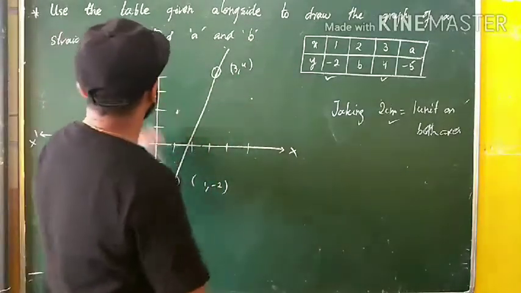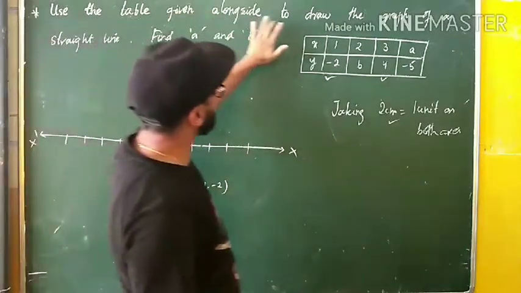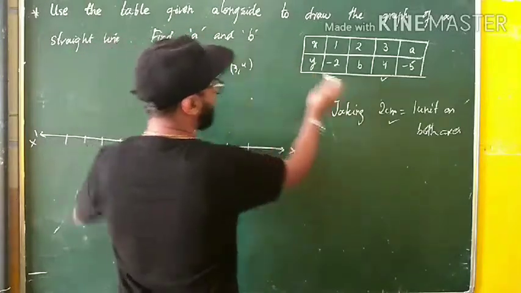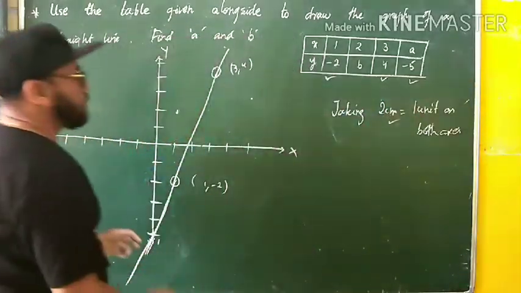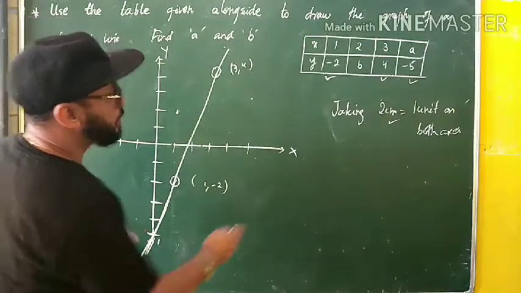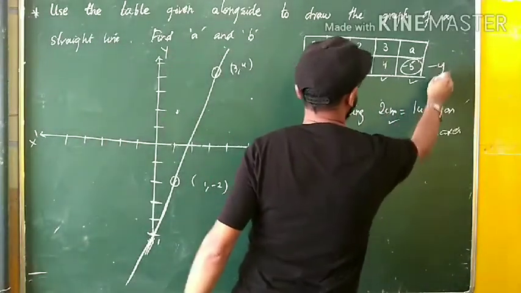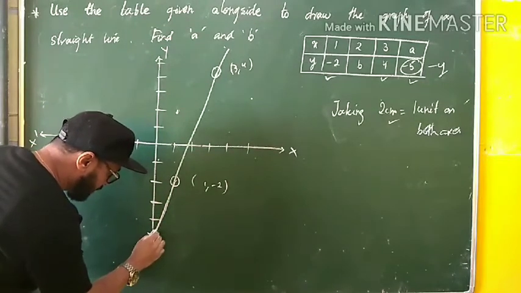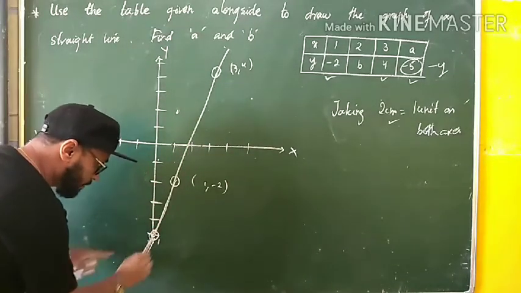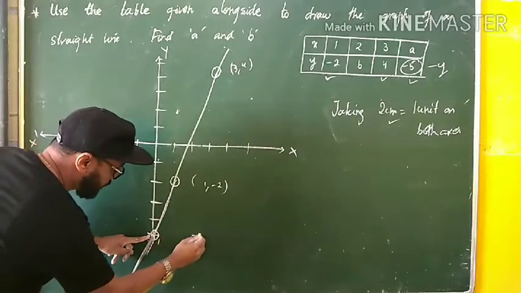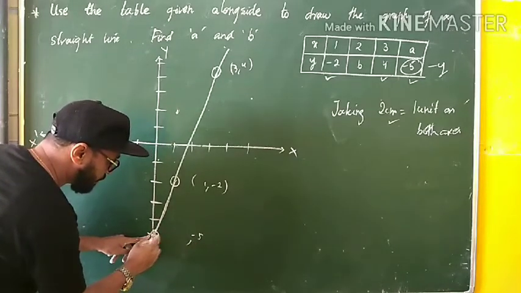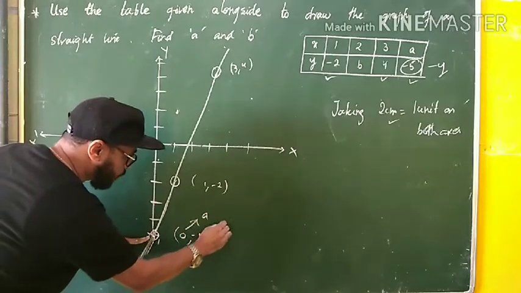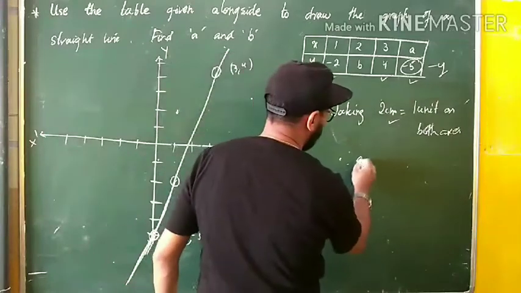Now, so this is done. Use the table alongside to draw the graph. So the graph is done. Now we have to find the value of A and B. So let's find A first. Now to find the value of A, y is given. So y is minus 5. 1, 2, 3, 4, 5. So it lies here only. And the straight line passes through this point only. So here y is minus 5 and what is the value of x? x is 0. So the value of A is 0 and y is minus 5. This is given. So therefore A is equals to 0.